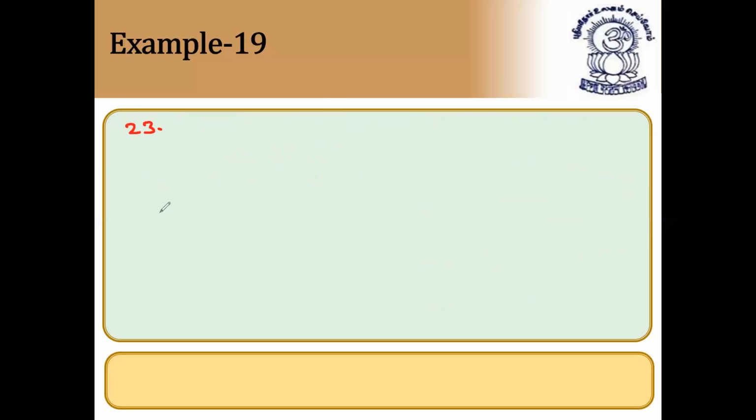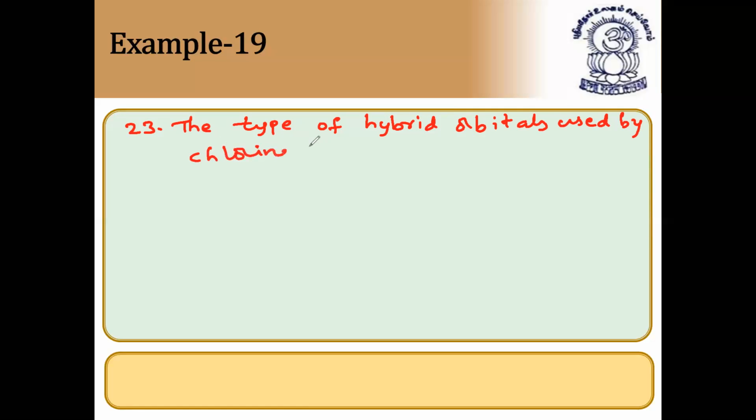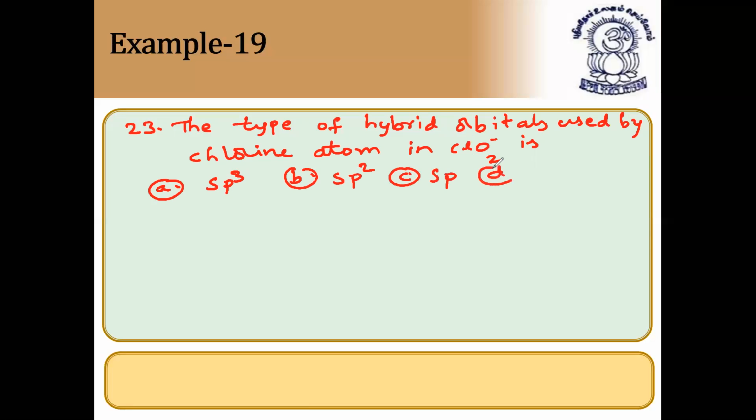Question number 23. The type of hybrid orbitals used by the chlorine atom in the ClO2 minus ion is: option 1, sp3; option 2, sp2; option 3, sp; and option 4, none of these. So let us see.